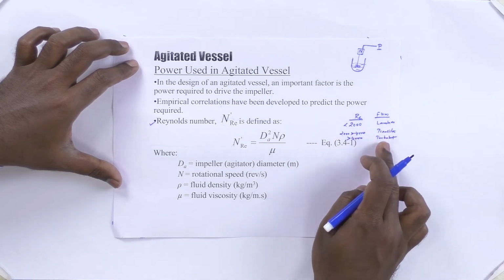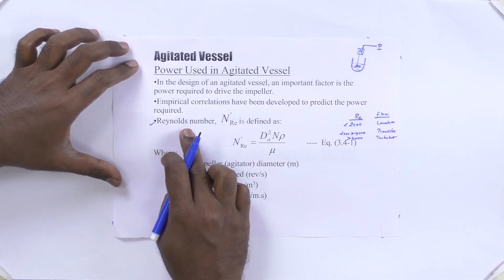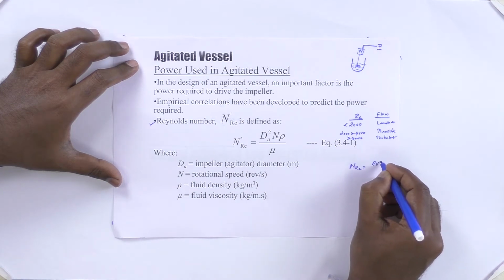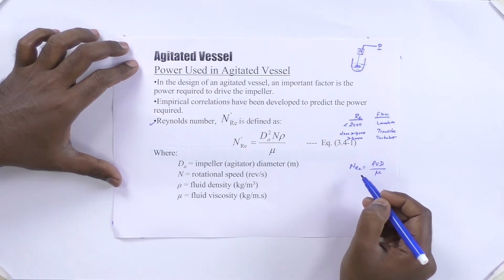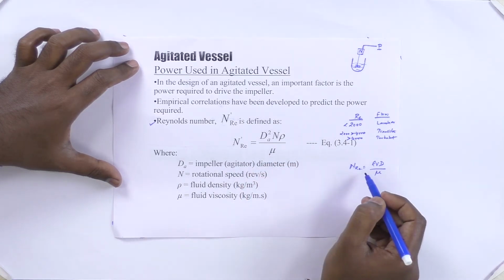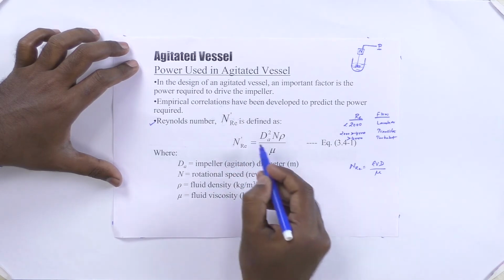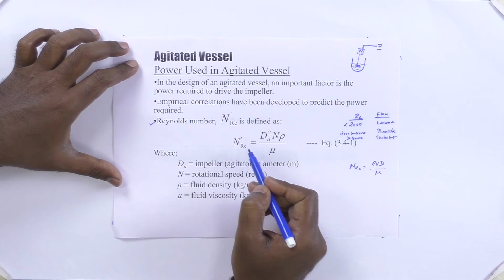So this is how we need to identify the flow of a liquid using the Reynolds number. To calculate the Reynolds number, we have a formula called NRe equal to rho V d by mu. But in the case of mixing, we have a different form of this Reynolds number, that is NRe dash, instead of NRe. This is the Reynolds number for mixing.